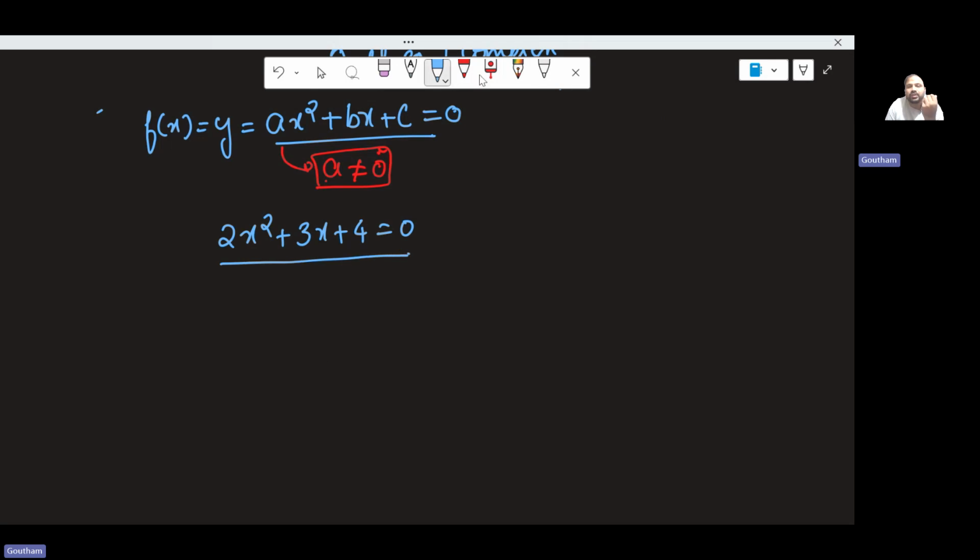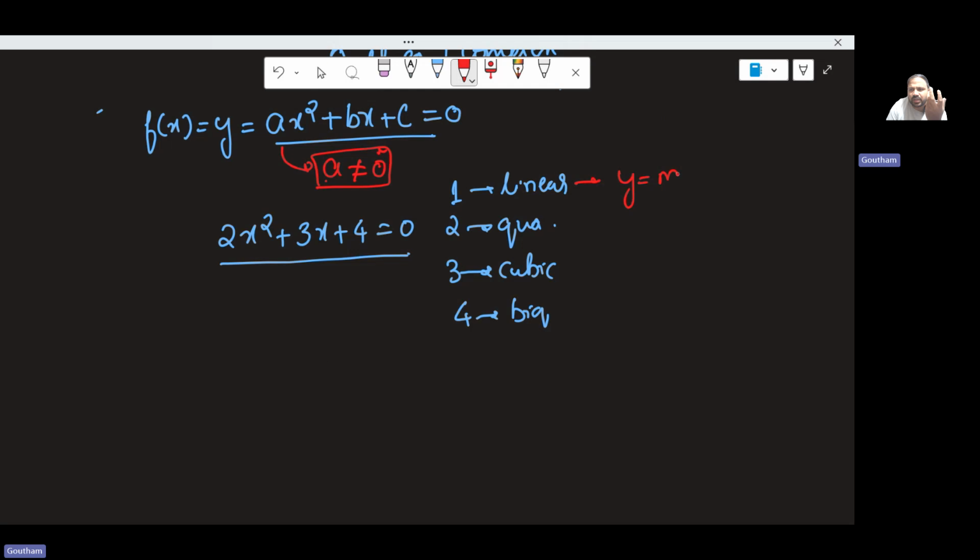How do we come to know that it is a quadratic equation? Look at the degree. Degree is the highest power of x. Here it is 2. When it is 2, it is quadratic. When it is 3, it is cubic. When it is 4, it is biquadratic. When it is 1, it is linear. Largely you have studied linear equations, for example, y is equal to mx plus c.